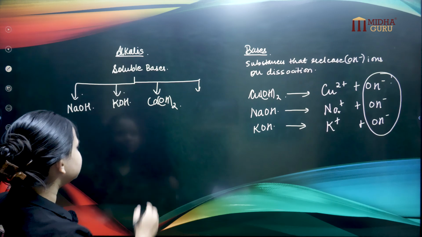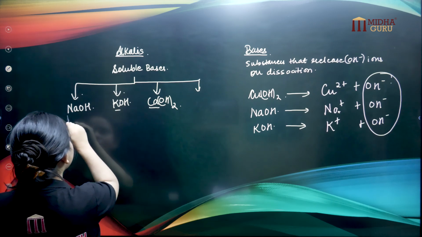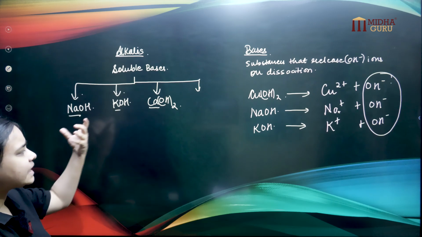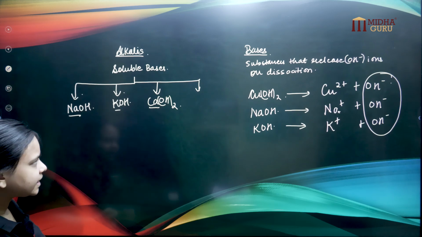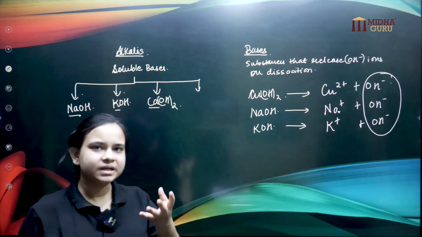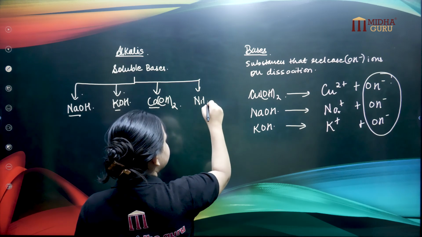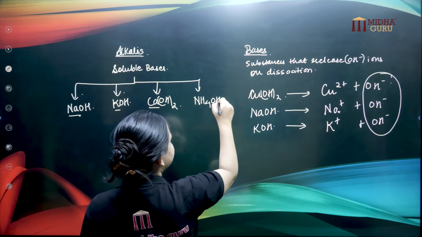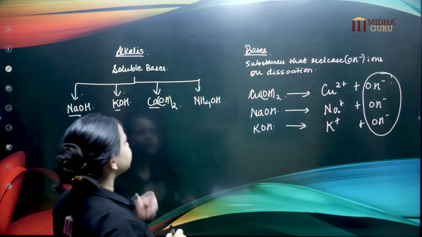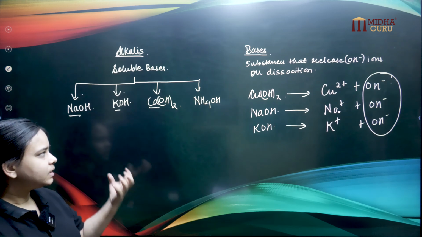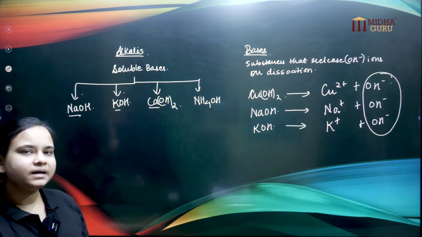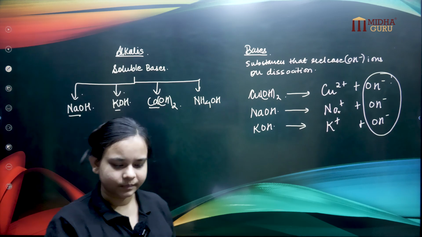These are all metallic ions. An exception to this is the ammonium ion. Ammonium hydroxide is even an alkali. This is a base and it can get dissolved in water.